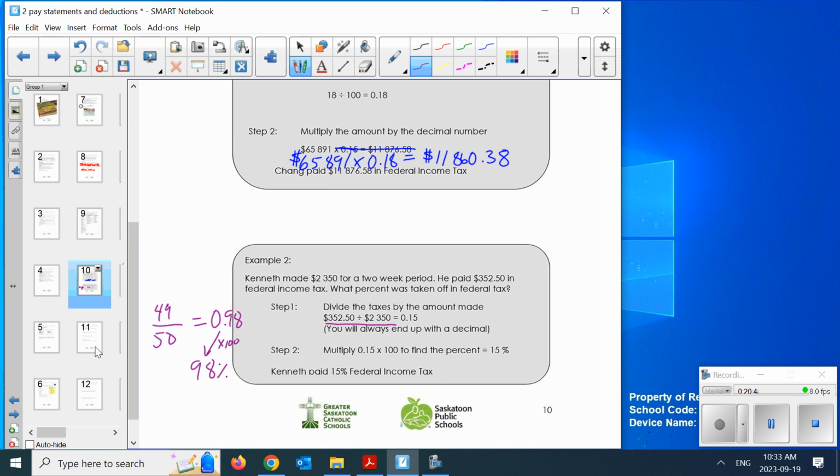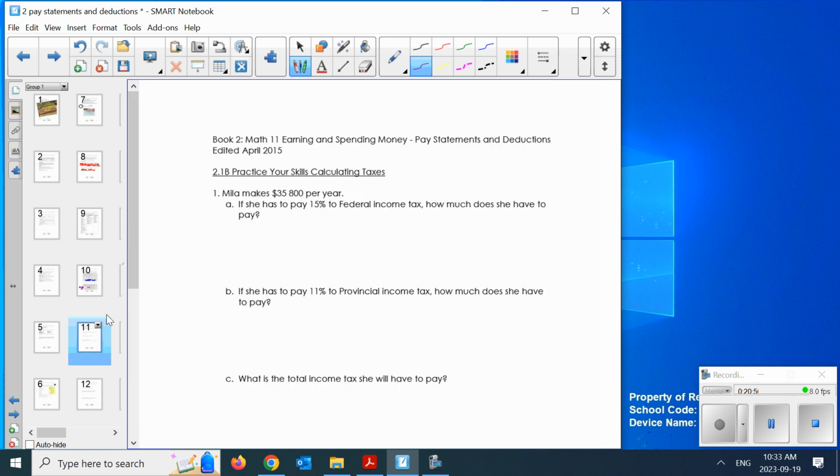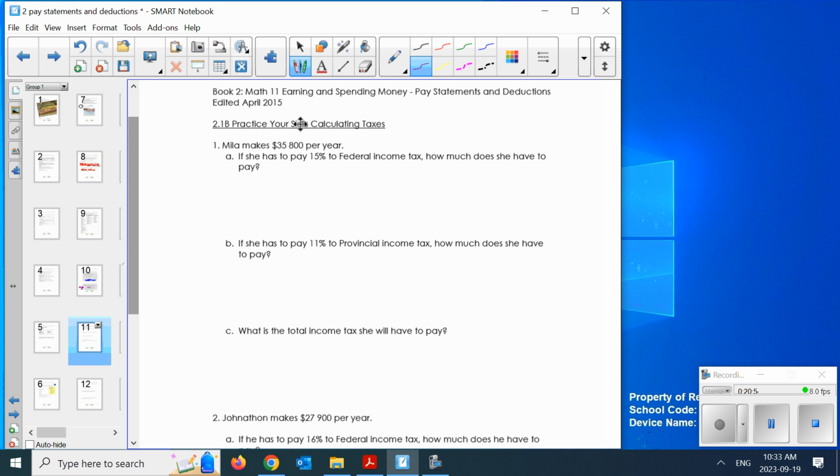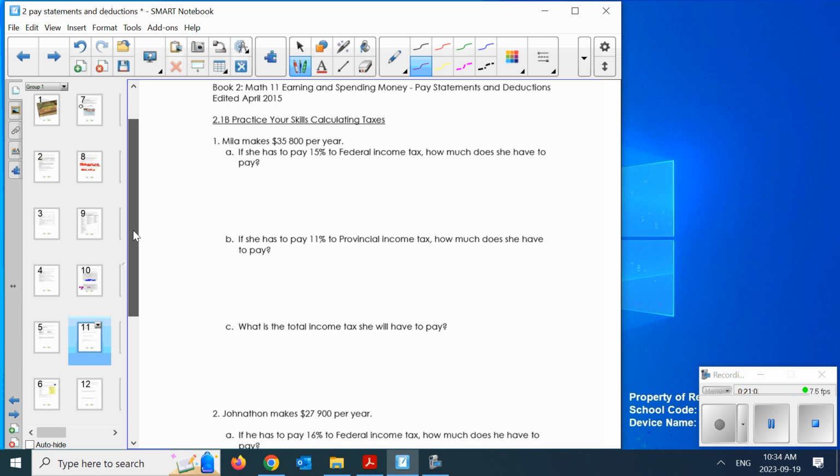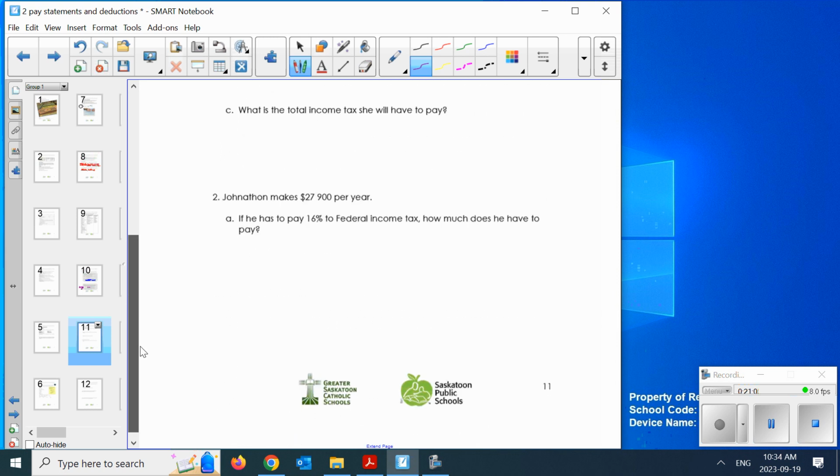So, guess what you guys will be trying out? Percents. Use a percent, 15%, make a decimal 0.15, and then multiply it by the income. Then 11% provincial income tax. You'll have to pay in provincial as well. What's the total income tax? You add those two together.